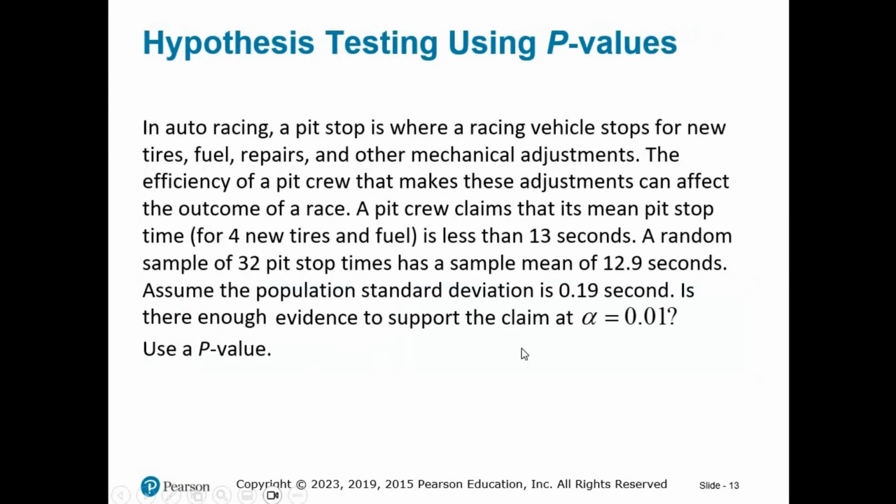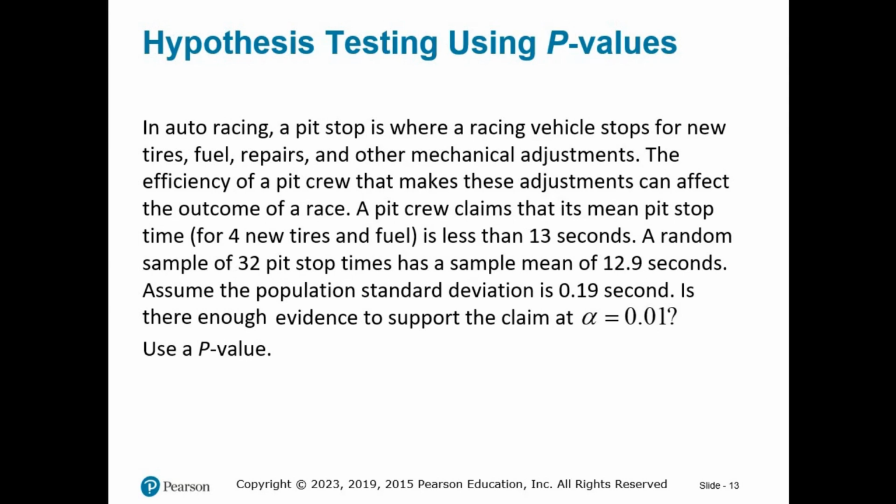Let's do an example. In auto racing, a pit stop is where a racing vehicle stops for new tires, fuel, repairs, and other mechanical adjustments. The efficiency of a pit crew that makes these adjustments can affect the outcome of a race. A pit crew claims that a mean pit stop time for 4 new tires and fuel is less than 13 seconds. A random sample of 32 pit stop times has a sample mean of 12.9 seconds. Assume the population standard deviation is 0.19 seconds. Is there enough evidence to support the claim at alpha equals 0.01? Use a p-value.